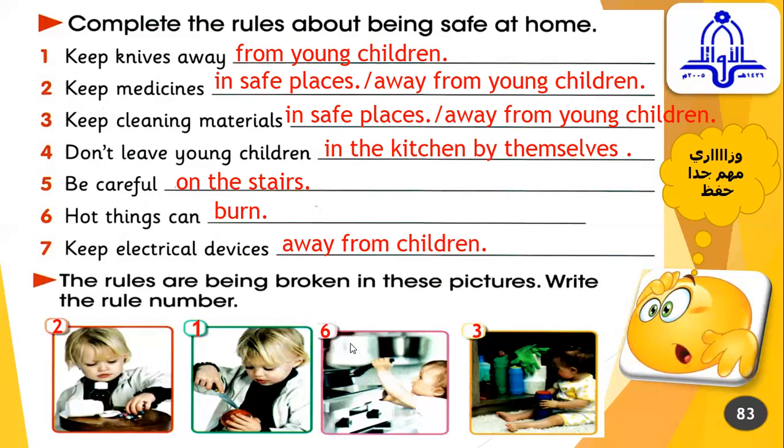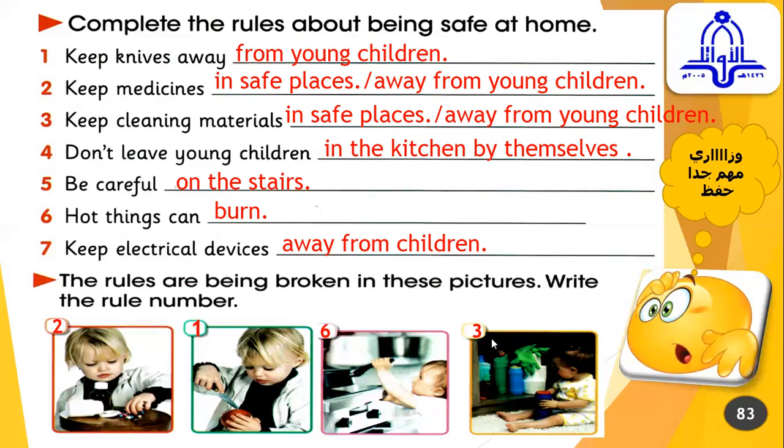This picture belongs to rule six. Rule six tells me, hot things can burn. القانون السادس يقول الأشياء الساخنة ممكن أن تحرق. But here, this young boy or this child touched the hot saucepan. هو يلمس, touch the hot saucepan. يلمس القدر الحار أو المقلاة الساخنة. So here, this is very dangerous thing and this rule is broken in this picture. هذا القانون السادس كسر في هذه الصورة.